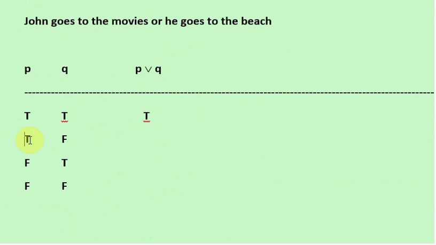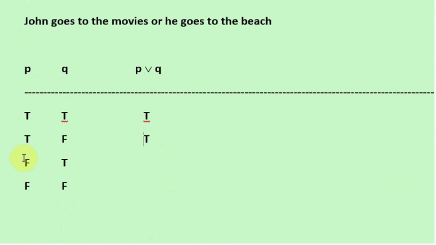Okay, well, look at our second row and remember the criterion. If at least one is true, then the whole thing is true. Then the second row will also be true, right? Because we have the left disjunct as true. It's true that he goes to the movies. So think about it. If John goes to the movies or he goes to the beach, but he ends up going to the movies, so basically that means that it's true that he goes to the movies, then the whole thing is still true, right? John goes to the movies or he goes to the beach.